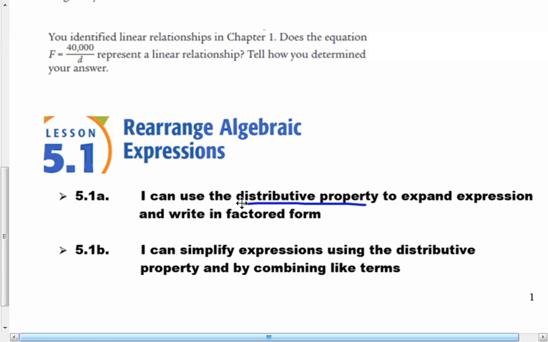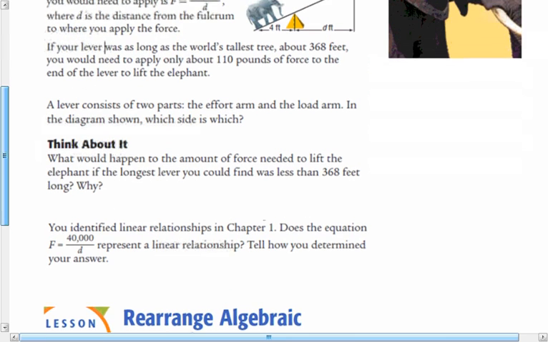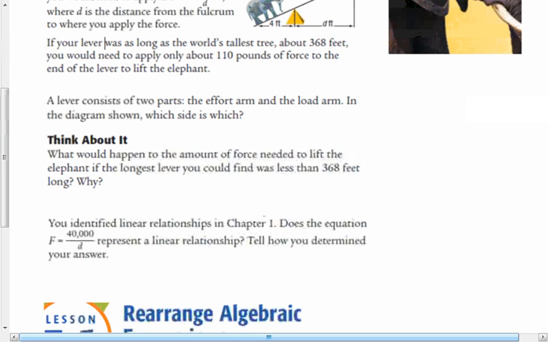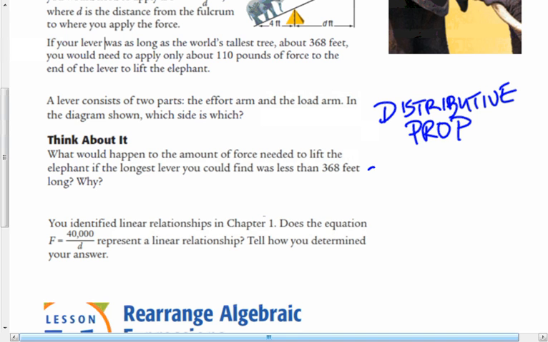So the first thing I want to do is just review what the distributive property is. And I'll put that right here. Distributive property. And you should take notes here. It looks like this when it's written symbolically. What the distributive property does is get rid of the parentheses. So this is called factored form.